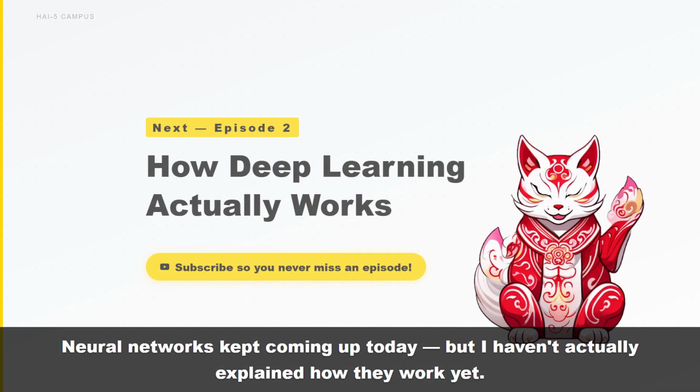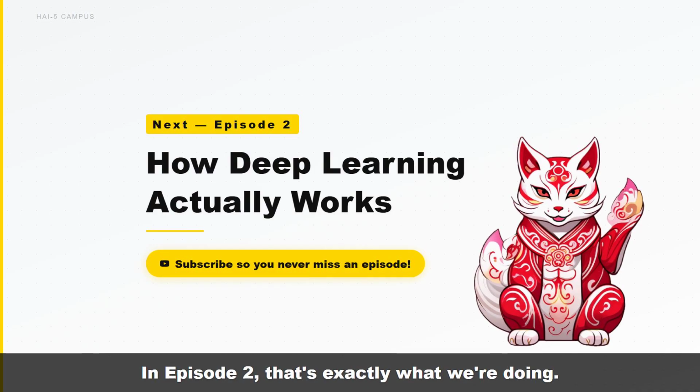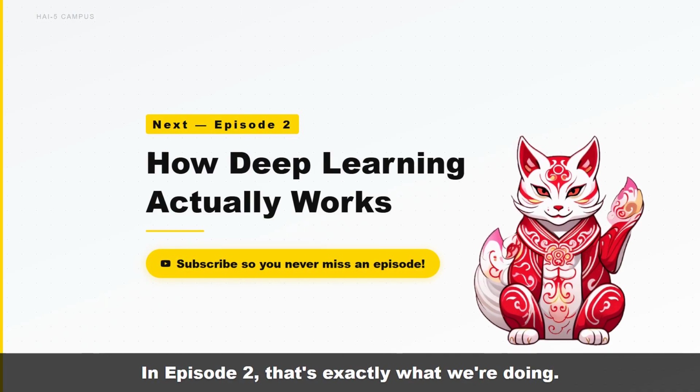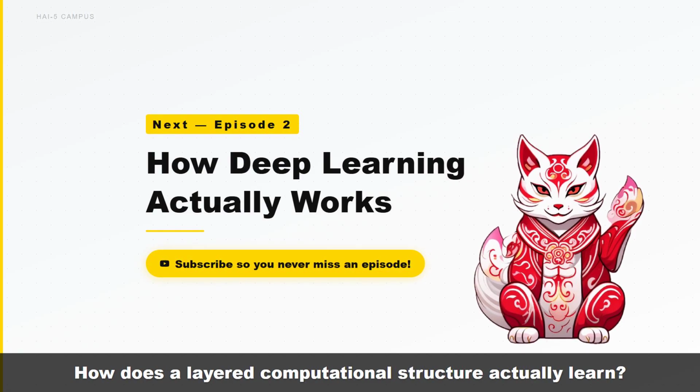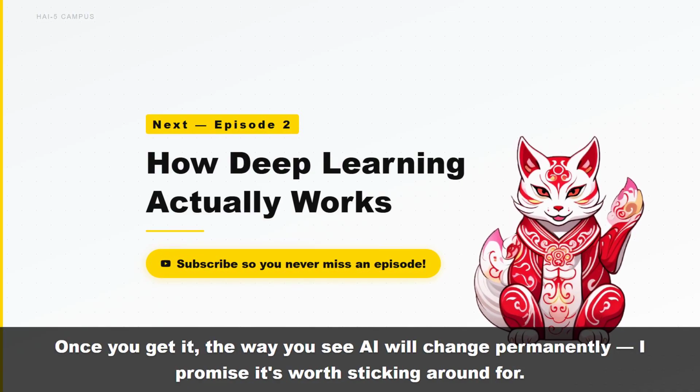Neural networks kept coming up today, but I haven't actually explained how they work yet. In episode 2, that's exactly what we're doing. How does a layered computational structure actually learn? What's happening inside the model? Once you get it, the way you see AI will change permanently. I promise it's worth sticking around for.